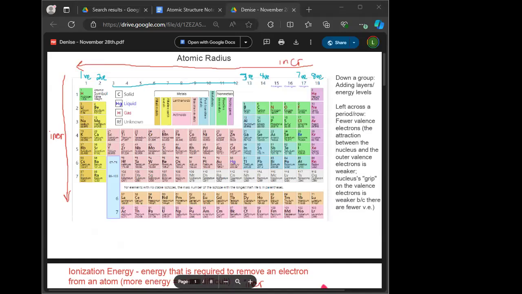Let's talk about periodic trends. Periodic trends are properties that we can predict from the periodic table. And we actually already talked about one of them, which is electronegativity. But there are still two more that we need to discuss and understand. So, the first one is atomic radius. Atomic radius is literally the size of the atom.